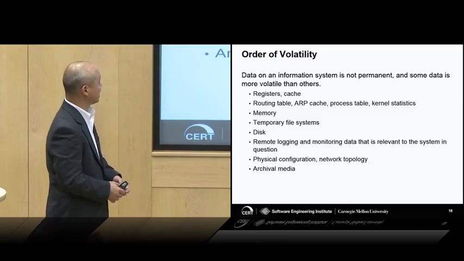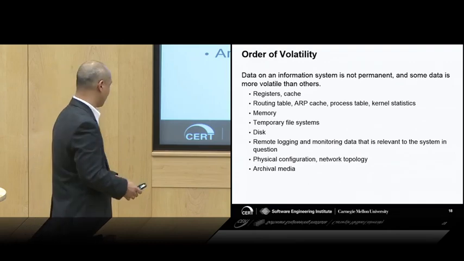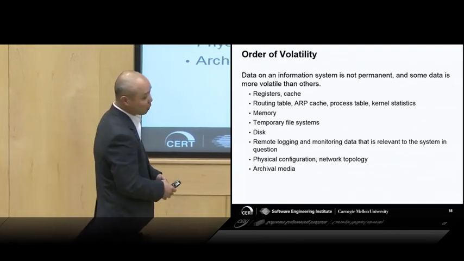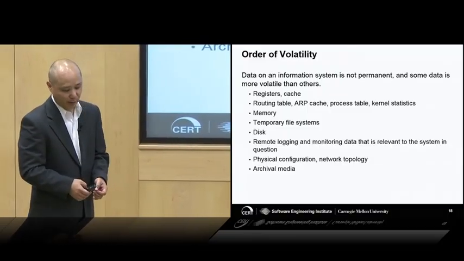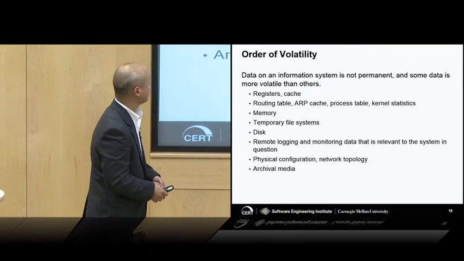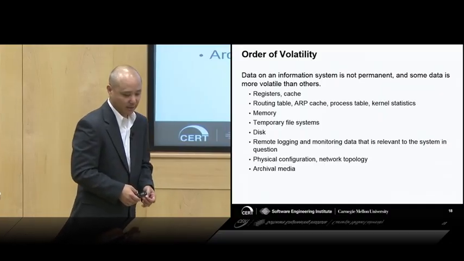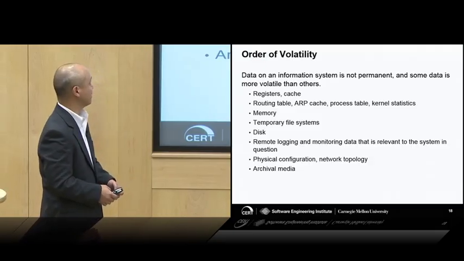So in the order of volatility, meaning the ones that last the longest at the bottom and the ones that are most volatile and can disappear in nanoseconds or maybe even faster depending on the CPU. The registers and the cache, these are inside the CPU or on the CPU itself.